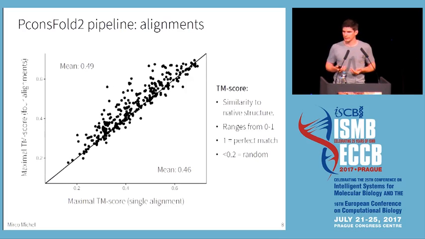We measure this model quality, and throughout this presentation I will use TM score to measure model quality, which is the similarity to the native structure. This score ranges from 0 to 1, where 1 means a perfect match, and everything below 0.2 basically is just a random match between the two structures. And if you're above 0.5, it's very likely that the fold of the model is the same as the native structure.